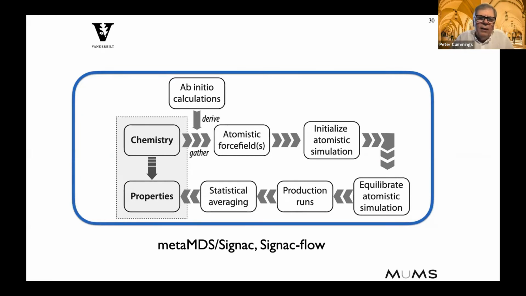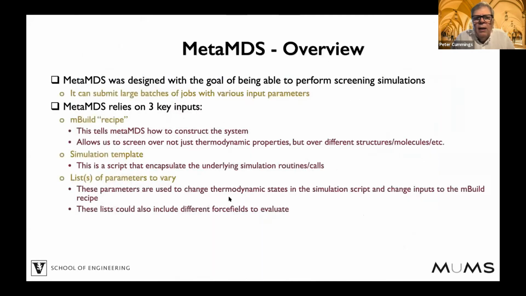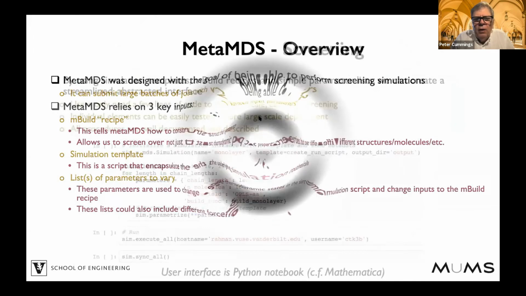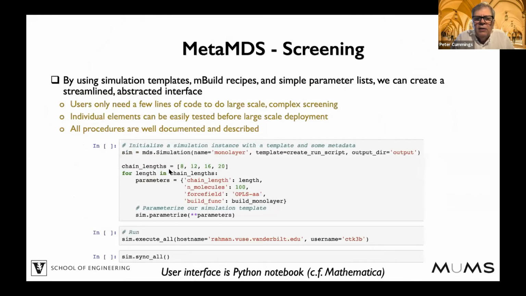And the last thing is MoSDeF Flow, or signac-flow, and meta-MDS. The old meta-MDS is no longer being used, so I'm going to just jump through this. But the idea of meta-MDS, this is what it looked like, is that if you wanted to do a simulation of a system with four different chain lengths, and using the OPLS all-atom force field, you could do that with this kind of code, with a very short amount of code, and running it on, in this case, a local server. So the idea was that this would enable you to do computational screening.